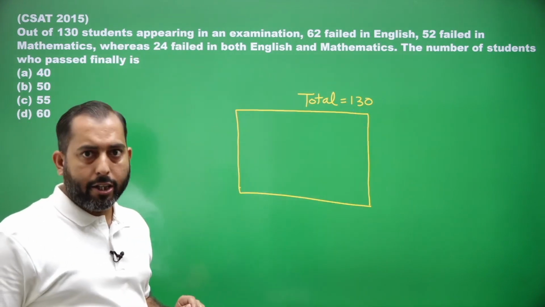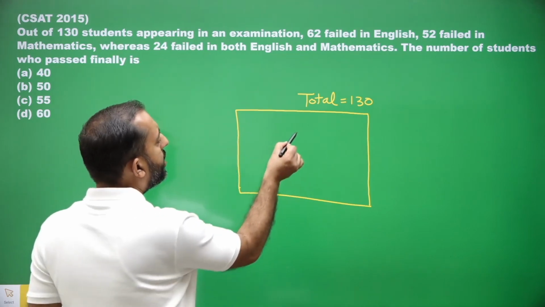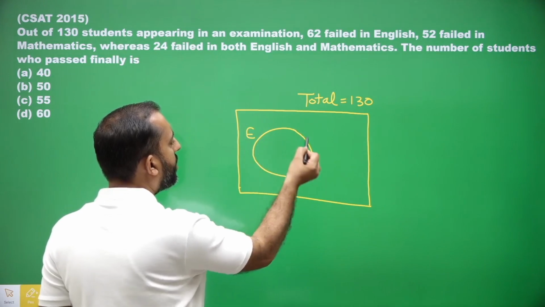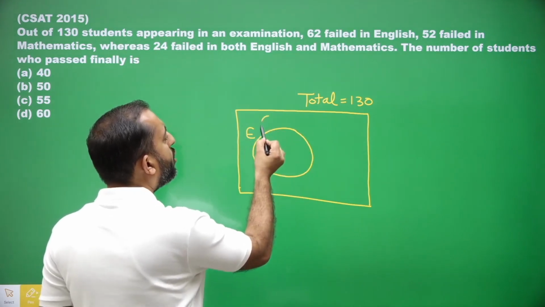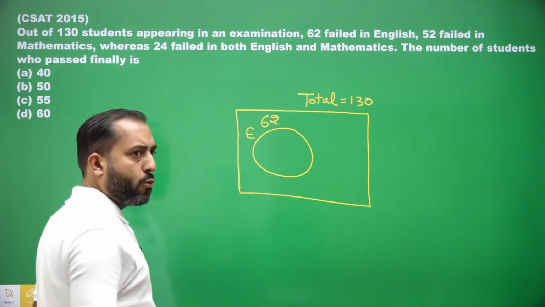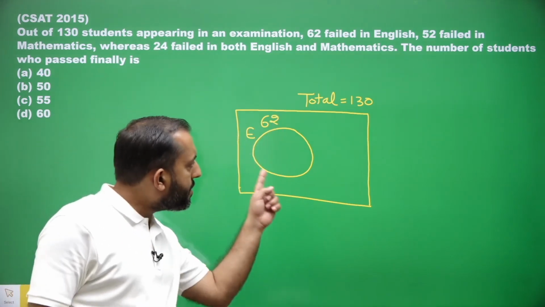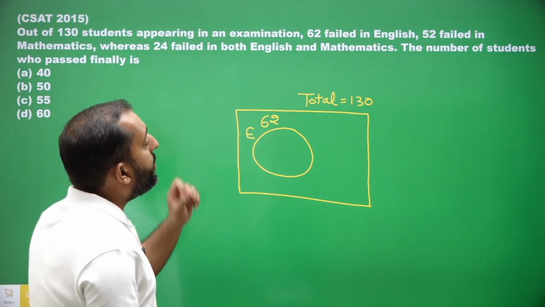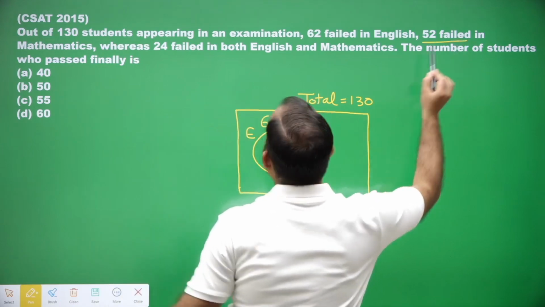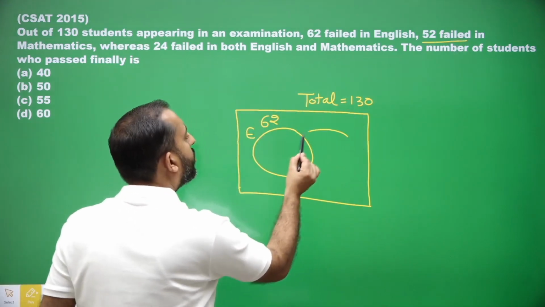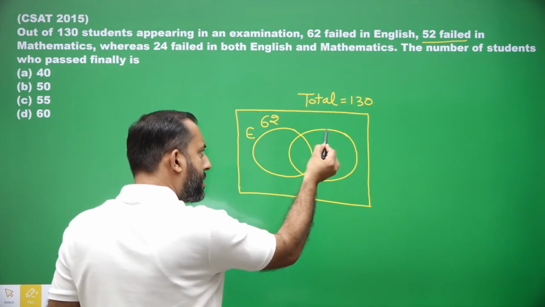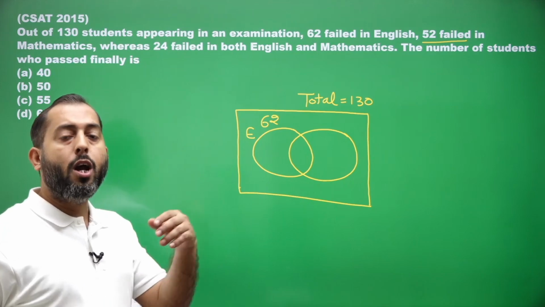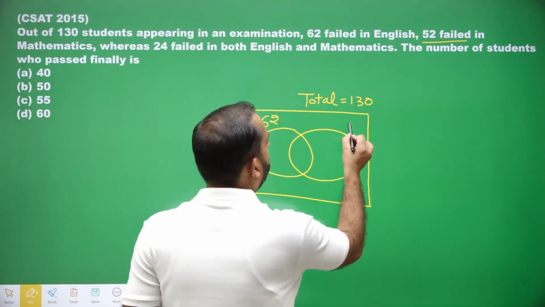62 failed in English. Out of these 130, 62 failed in English. So let's represent this circle with E, and the total count of this circle is 62. This circle represents the count of those people who failed in English. 52 failed in mathematics. So this next circle represents the count of those students who failed in mathematics.